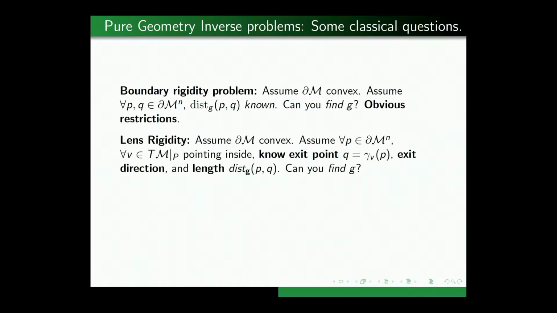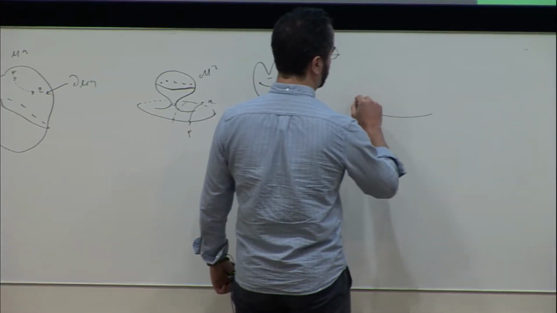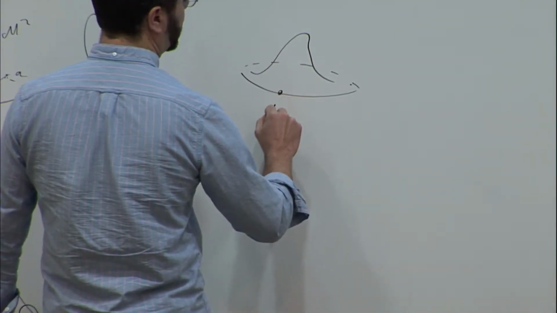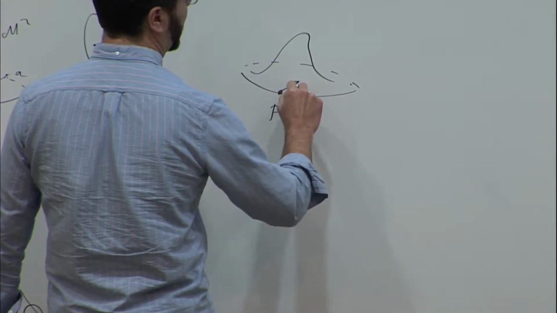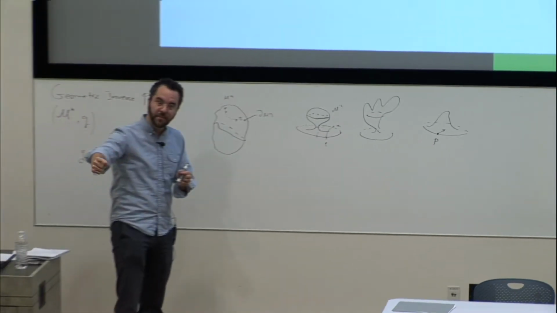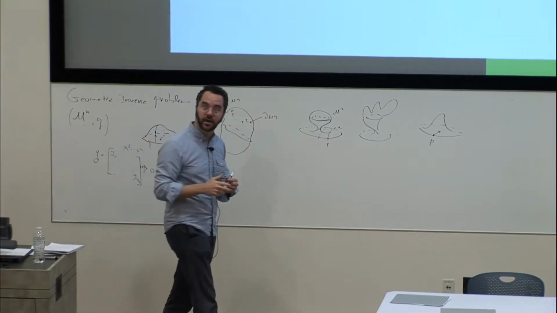Okay. This is one very classical question. Let me pose a different question, related but not the same. Suppose you have a manifold, and what you know is the following. For each point on the boundary, and each vector that points inside, you can shoot a geodesic, and you can measure where it came out of the manifold, and the direction in which it came out.